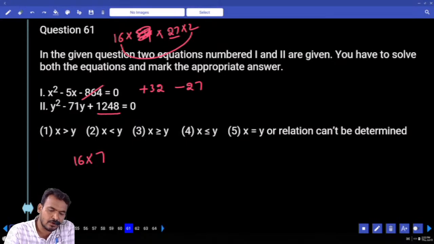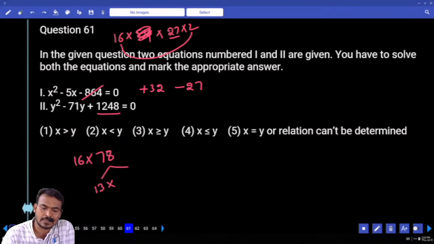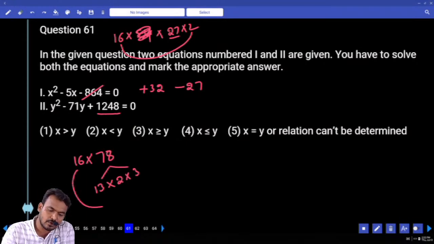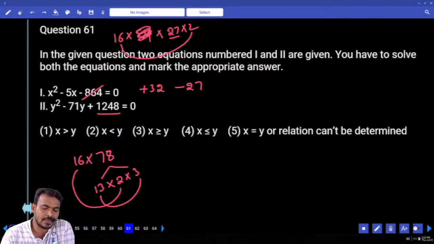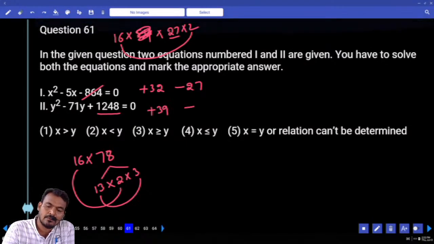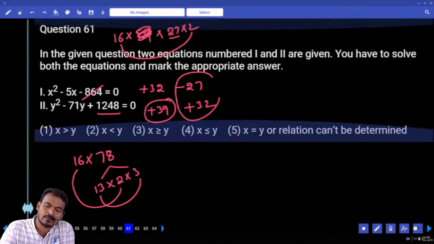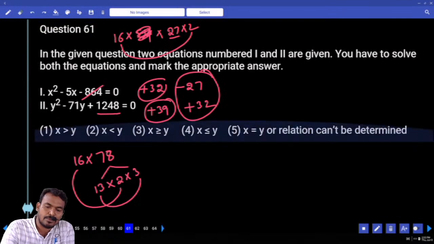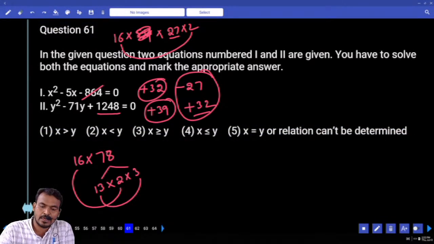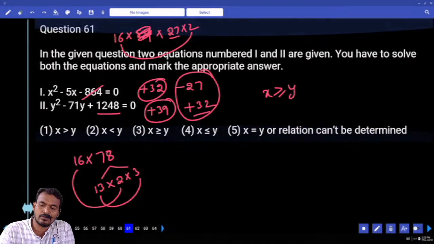12, 128, how many times? 8 times or not? Again 78 means we write 13 into 6 or not? 13 into 6 is written as 2 into 3, or not? And 16 to the how much? 32. 13 into 3 is 39. One will be 39, another one 32, and one is plus 39, another one plus 32 or not? And plus 39 compared to these two values, greater or not? 32 compared to 32, equal. What is the answer? X is greater than or equal to y.